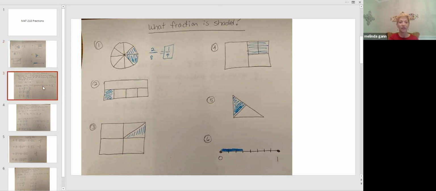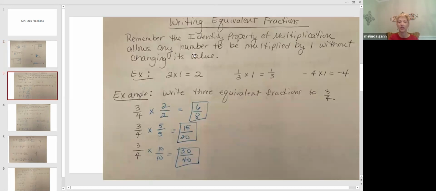Okay, now look at this. Sometimes in the book, they're going to tell you to write equivalent fractions. They're going to say, write 3 fractions that are equal to 3/4, or equal to 1.5, or equal to 5/6. Well, what we're going to do is use the identity property of multiplication. Remember what it says. You can multiply any number by 1 and the number stays the same.